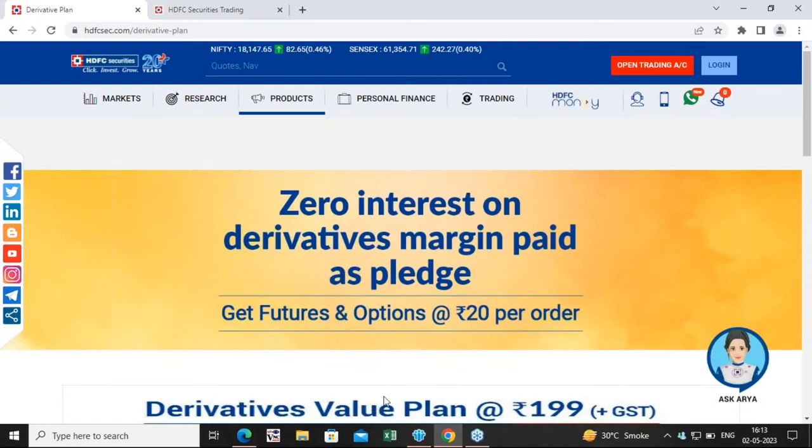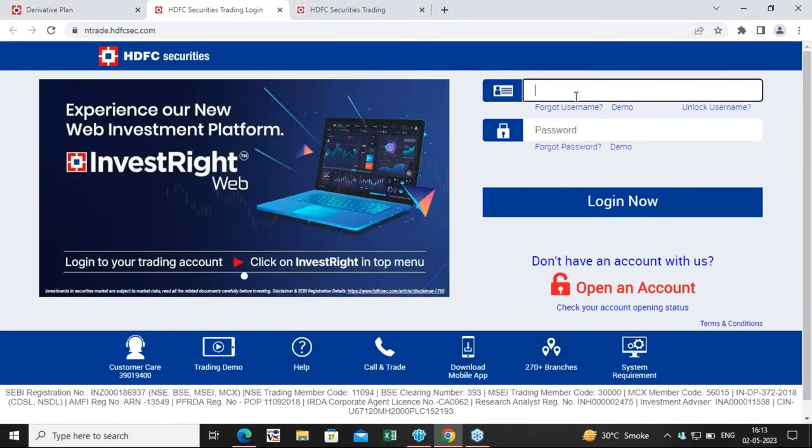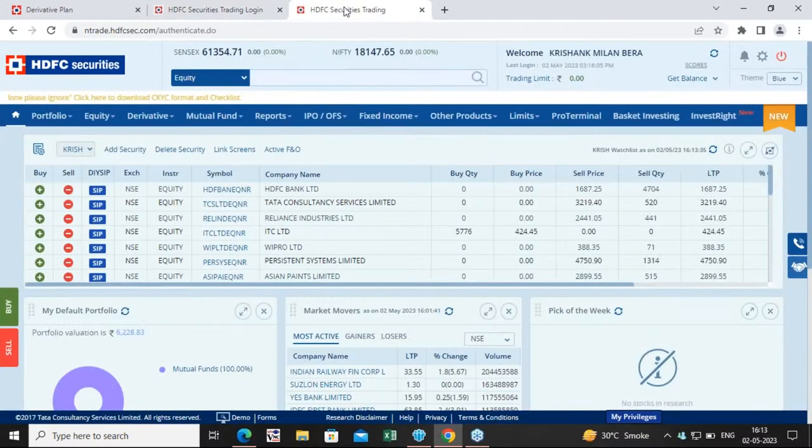Okay, so once you subscribe to the ProTerminal, after you get access, how can you switch to the ProTerminal? When you log in to your account, as you can see on the screen, you have to write in your user ID and password, and click on login. Then it will ask for OTP authentication. After OTP authentication, it will redirect to the empowered page. Okay, this is our basic platform.